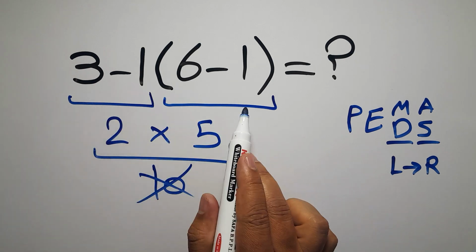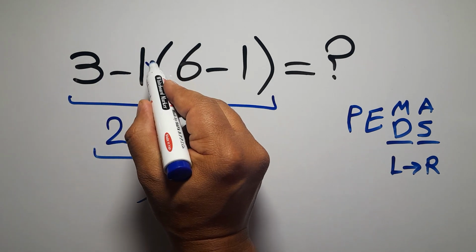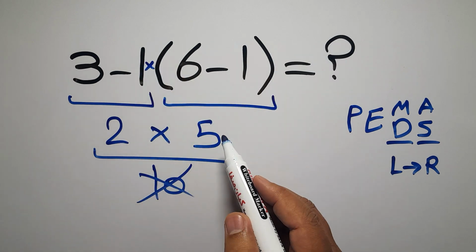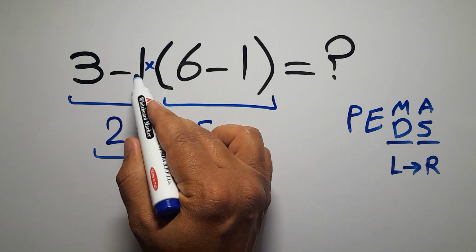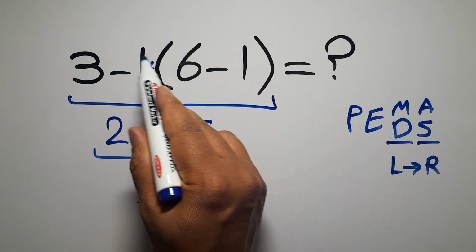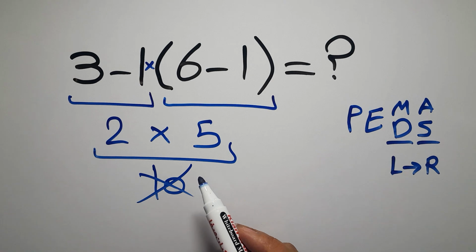Here in this expression, we have 1 subtraction, 1 multiplication, and 1 parenthesis. Here we have a multiplication because in mathematics, when a number is placed next to parentheses, it means multiplication. And we usually don't write the multiplication sign for brevity.